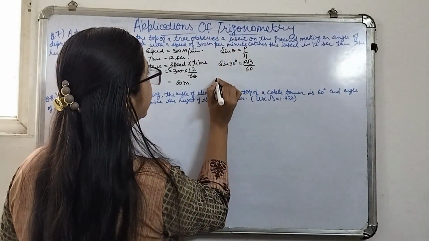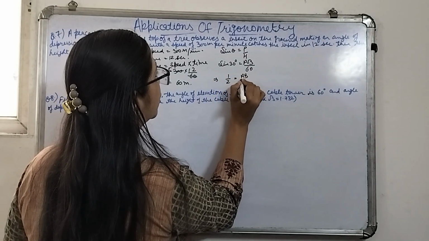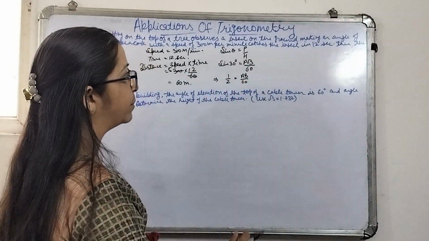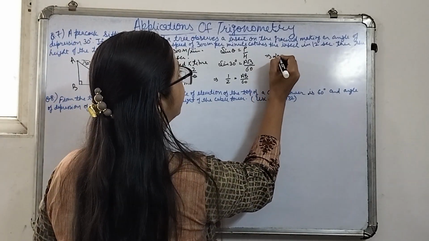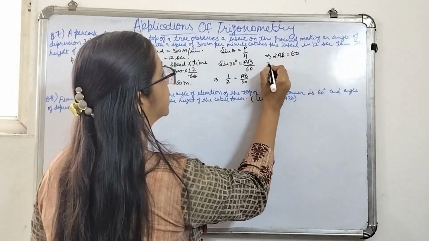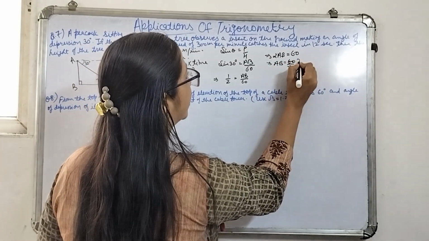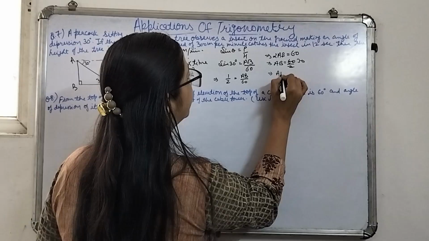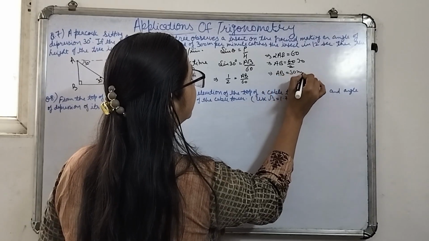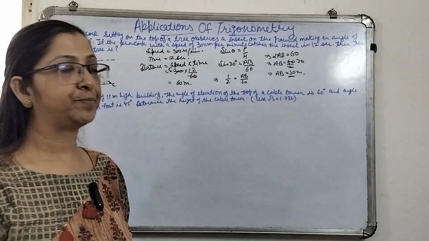Now the value of sine 30 is 1 upon 2, and AB over 60. Now cross multiplying it, it will become 2 times AB is equivalent to 60, or we can say that AB is 60 by 2, or it is 30 meters. That means the height of the tree is 30 meter. This is how we can find it out.